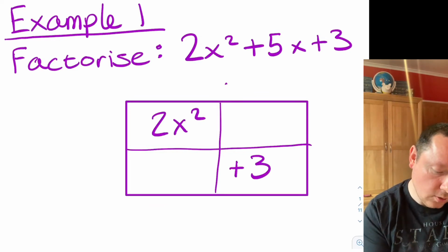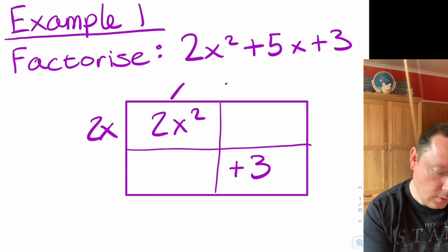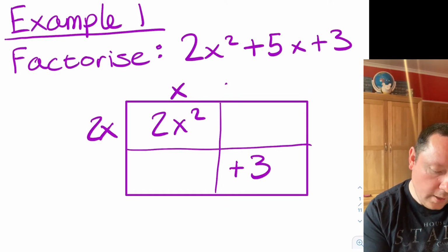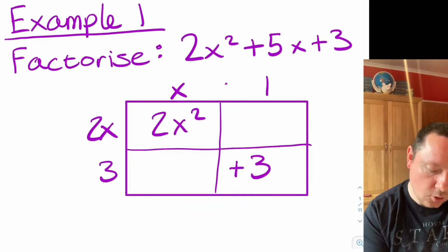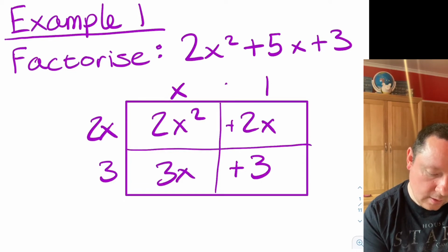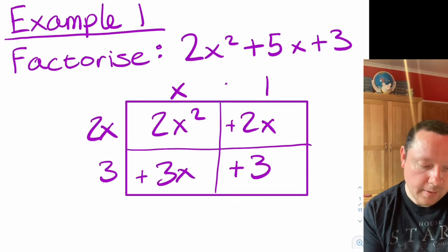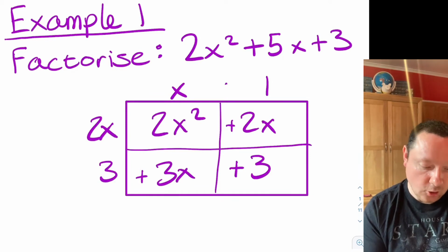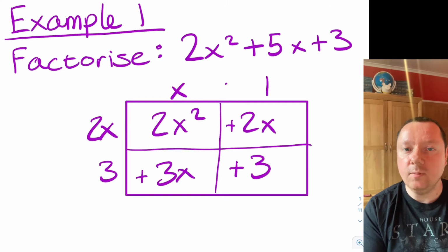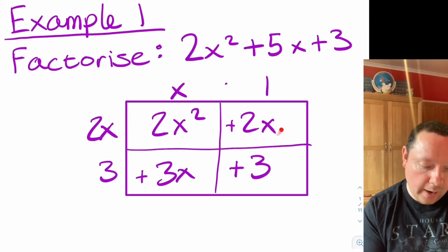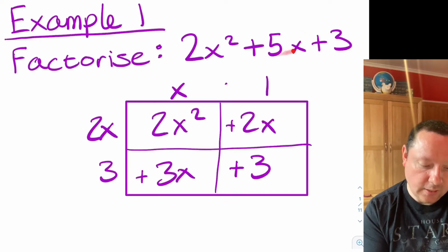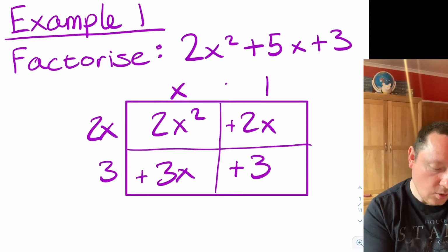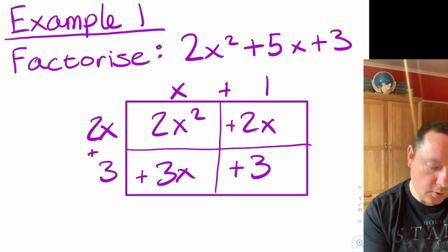So the actual answer would be 2x and x here, 1 here, and 3 here. So you would have 2x times 1 is 2x, 3 times x is 3x, 3 times 1 is 3. So you'll notice that we've got 2 times 3 is 6, and 2 times 3 is 6. So the diagonals times together to make the same number, but also 2x plus 3x makes 5x. So the final answer is going to be 2x plus 3 and x plus 1.